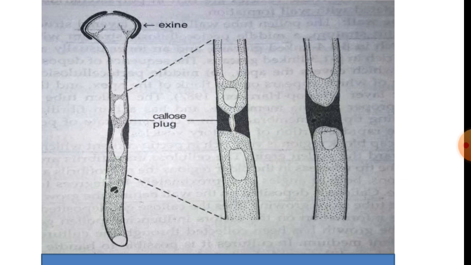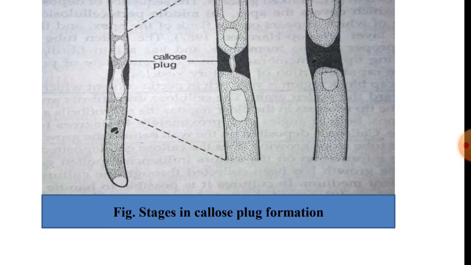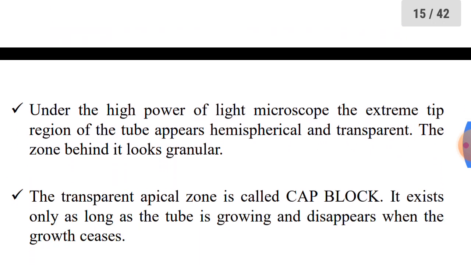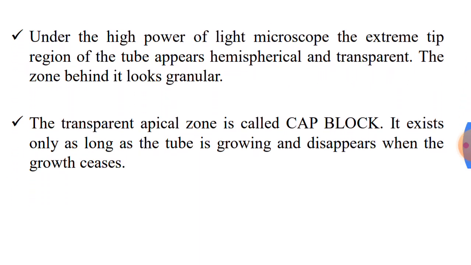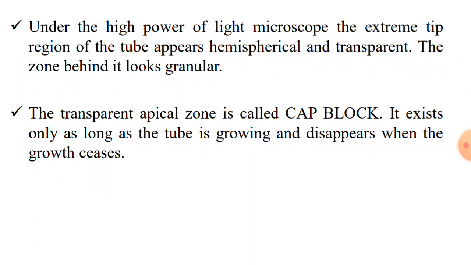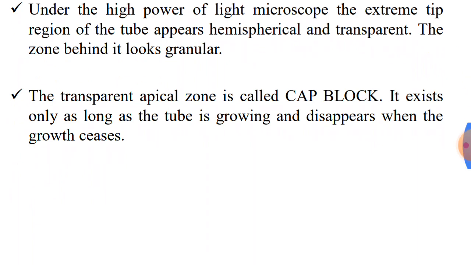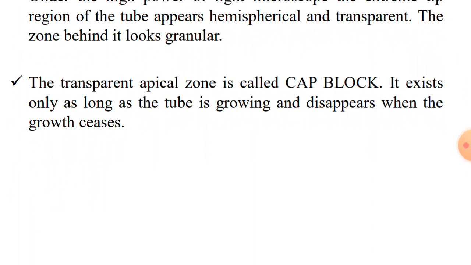The callose plug formation starts on the inner wall of the pollen tube. It grows towards the center and finally seals the pollen tube. The transparent apical zone is called cap block. It exists only as long as the tube is growing and disappears when the growth ceases.